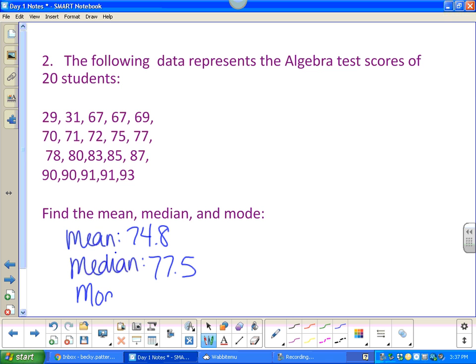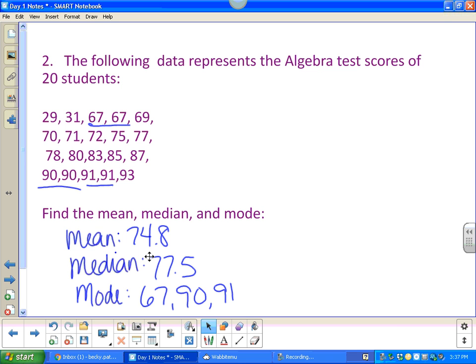And the mode, I'm just going to find the one that happens the most. I've got a pair of 67s, and a pair of 90s, and a pair of 91s. So all 3 of them, because they all happen twice.